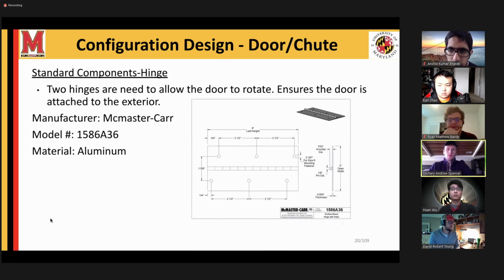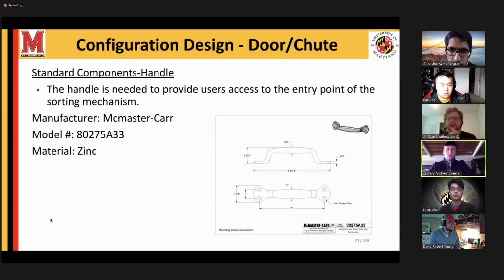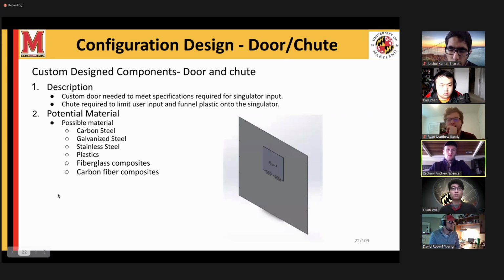The first standard component is an aluminum hinge to attach the door to the exterior of the sorter. The second standard component is a zinc handle, which provides users with a non-slip grip to open the door to the sorter. The door will be a custom component. The shape and size need to meet specifications required for the singulator input.